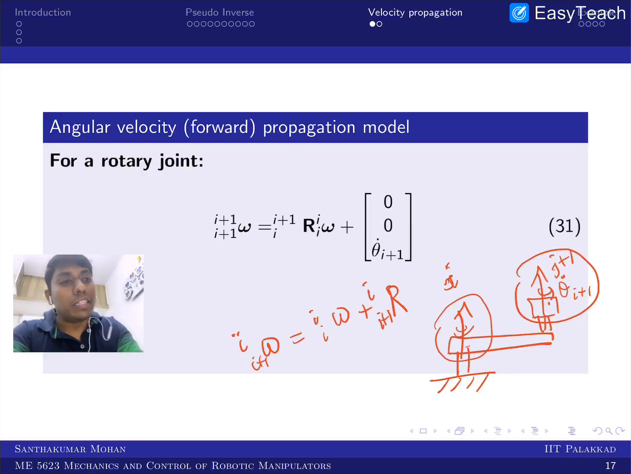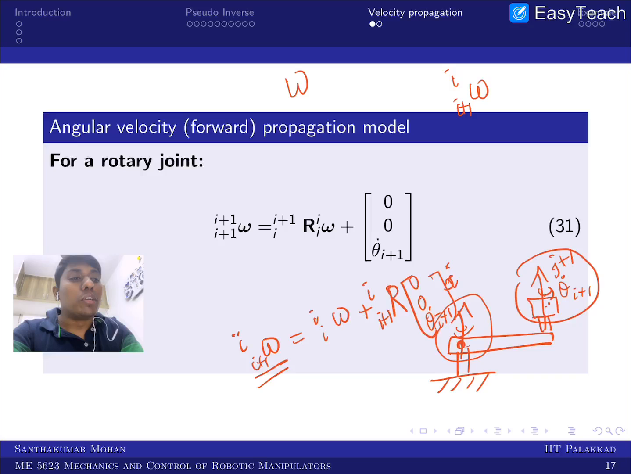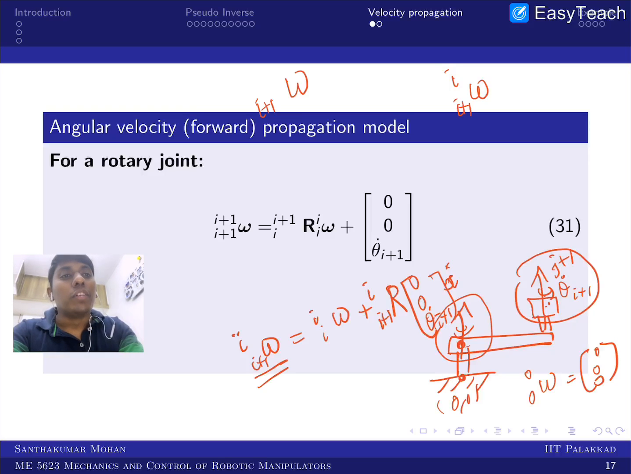So I can see that this is only 0, 0 and theta dot I plus 1. But this is equivalent to what? Omega of I plus 1 with respect to I. But what I want is the omega of propagation, in the sense I want to travel from this joint to this joint, because in the base this is 0. So omega 0 with respect to 0 is 0, 0, 0, because that is a fixed body. Then I go forward. That is my interest: omega of I plus 1 with respect to the I plus 1 frame.